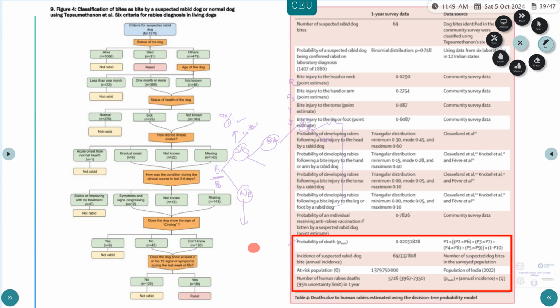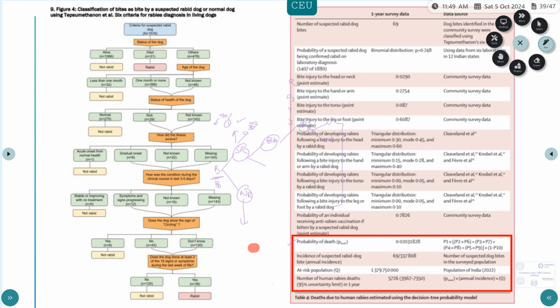Then the incidence of suspected rabid dog bite, they calculated from this. Out of the dogs, for 70% they could observe, and for 30% they did not have values. For this 30%, they used estimates from 6 labs across India on how many test positives they get per year. Based on that, they extrapolated results for the 30% of dogs whose information was not available, from the rate of positivity these labs generally report. And for the 70%, they followed this.